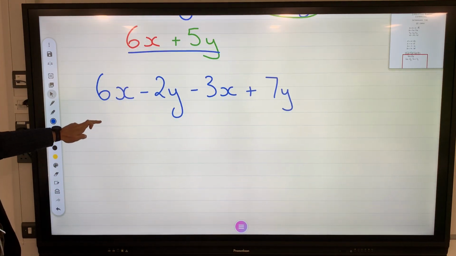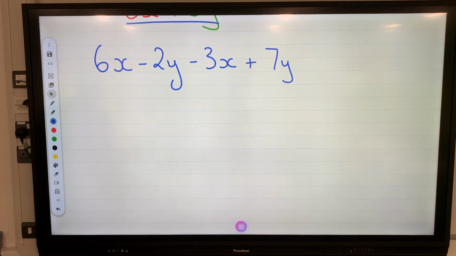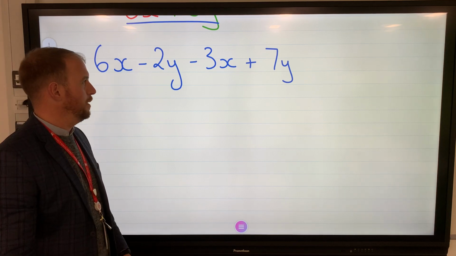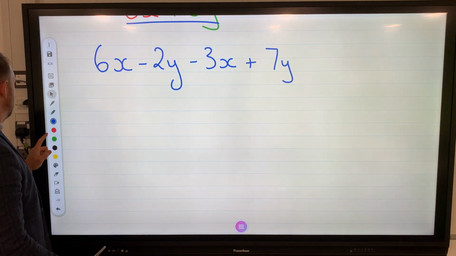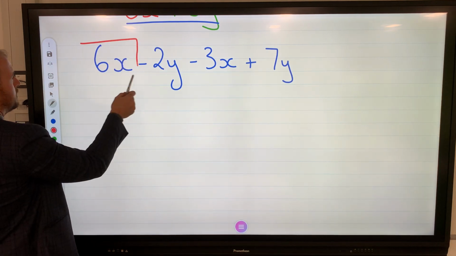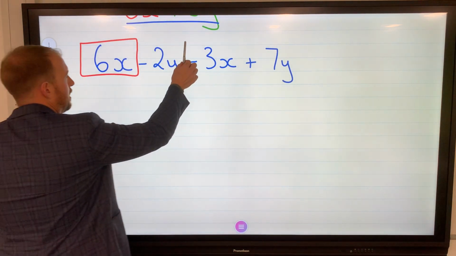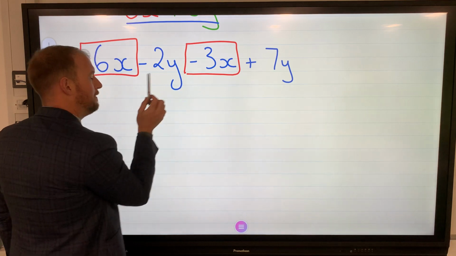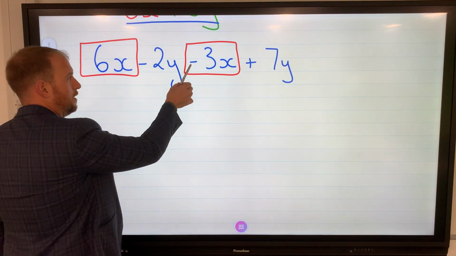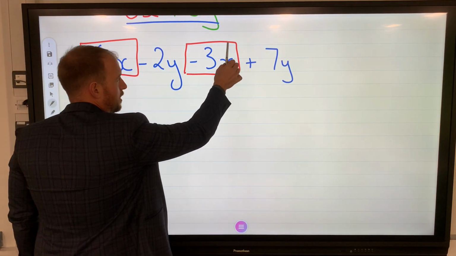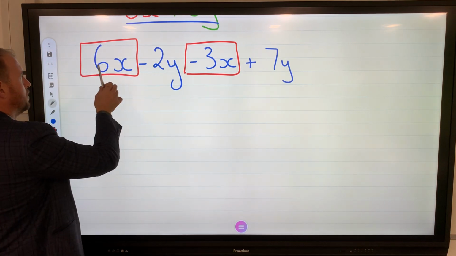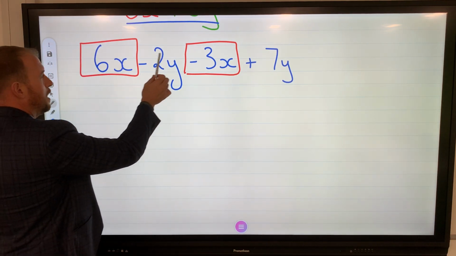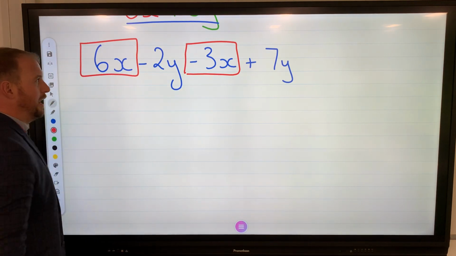This one here then, 6x minus 2y minus 3x plus 7y. I'm going to collect my like terms. I'm going to put squares around 6x and minus 3x. I've included my symbol. Okay, there's no point putting a square around that plus because that plus is with the 7. So now I've got 6x minus 3x.